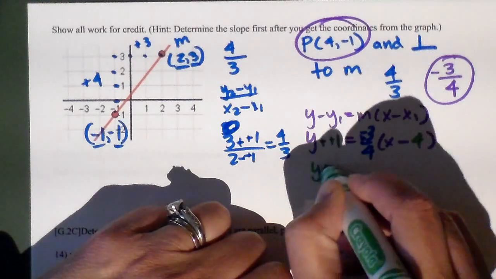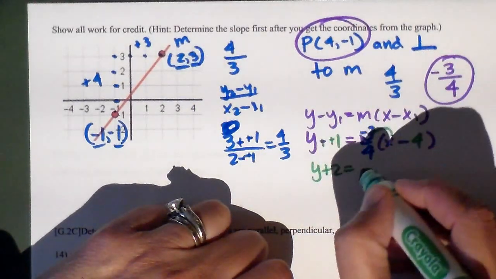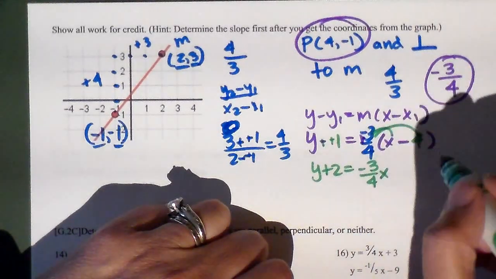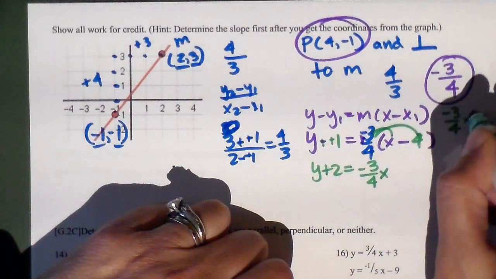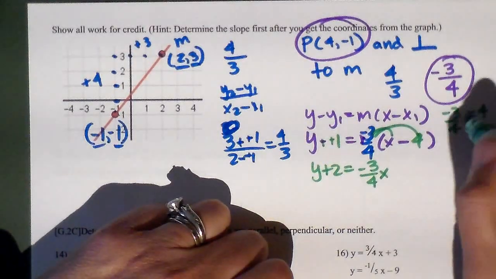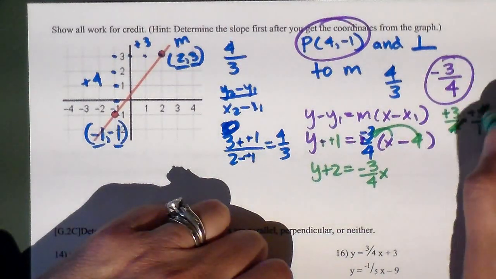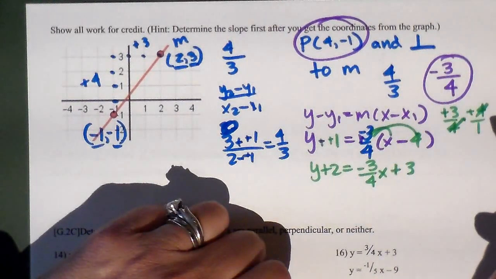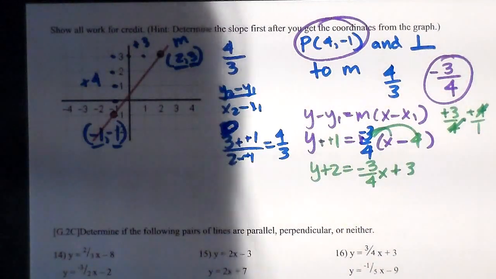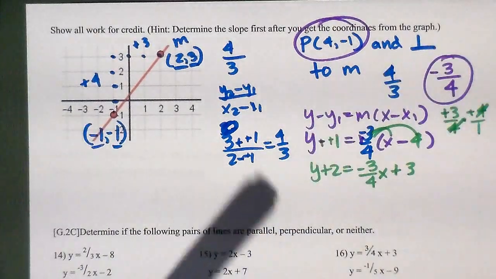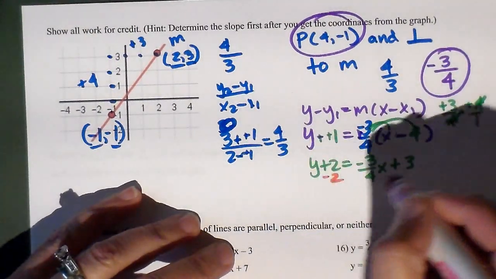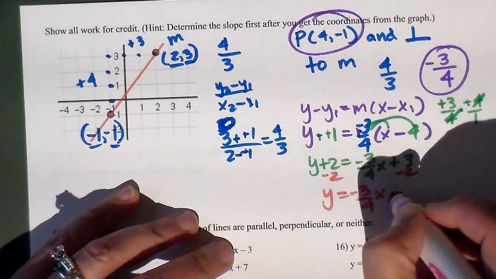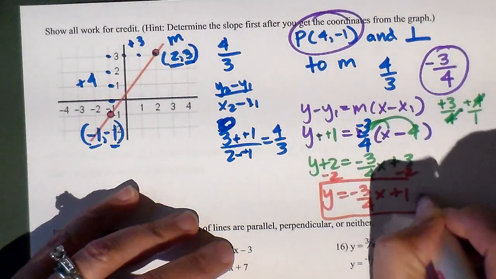Minus a negative changes to plus a positive, so I got y plus 2 equals, now we're going to distribute, -3/4 x, -3/4 times -4/1. What happens with the negatives? They cancel. Those cancel, so I get plus 3. Okay? Then I've got one more step. And that final step is to get the y all by itself. So I'm going to subtract 2 from both sides. So y equals -3/4 x plus 1.